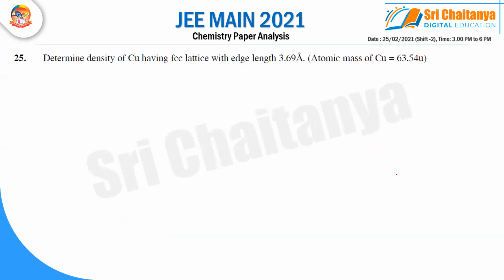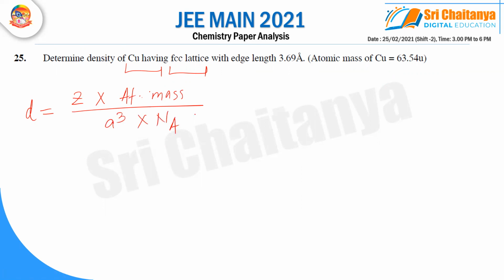So next we have in line a question where they are asking density. So this is copper having an FCC lattice. So what we do, mass divided by volume is nothing but density. So Z, the effective number of atoms per unit cell in an FCC, is equal to 4. So that is Z multiplied by the atomic mass. Atomic mass of copper is 63.54. So let me write down the mass itself. Atomic mass divided by a cube, that is the volume of the unit cell, multiplied by Na.